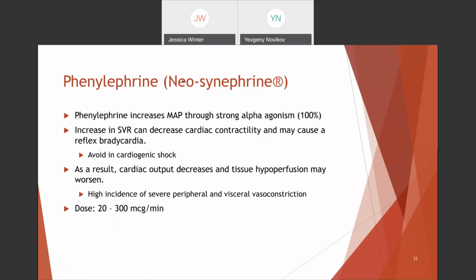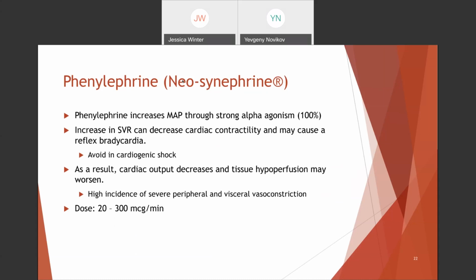Or if you have a patient that has high cardiac output, then you might consider it as an agent to target just alpha 1 receptors so that you get that increased squeeze. But you have to be confident that the heart's going to be strong enough to increase over that afterload. It has a high incidence of peripheral and visceral vasoconstriction, so you really want to be careful with digital and tissue ischemia because it's a potent alpha 1 agonist.